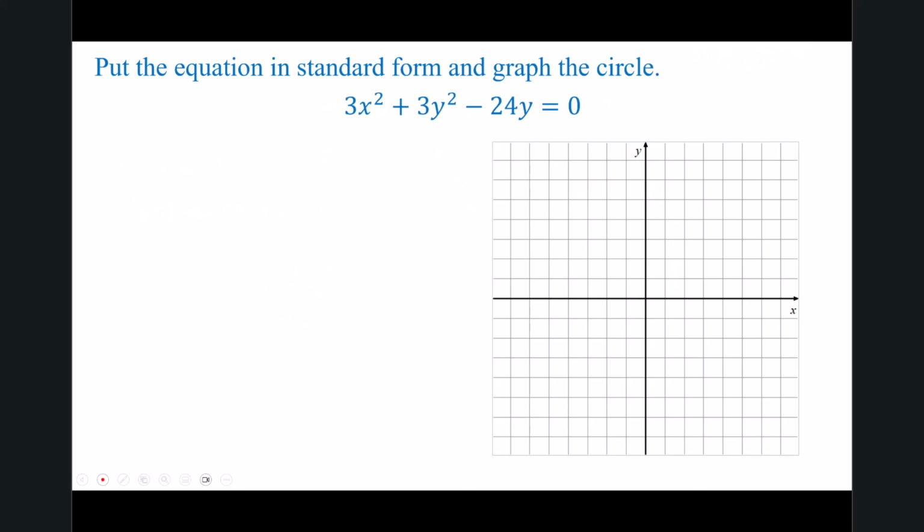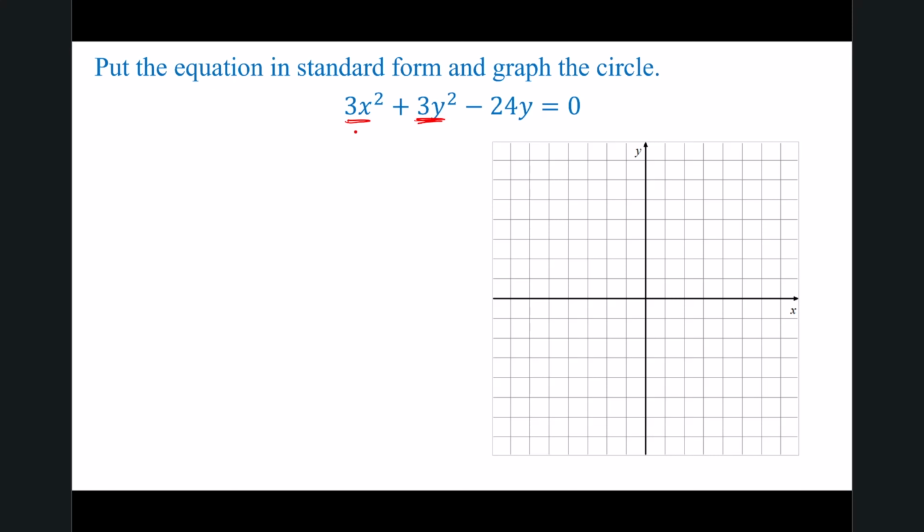Let's put this equation in standard form and then graph. I know this is a circle because it has both an x squared and a y squared, and they have the same coefficient. In this case, it's 3. The one we looked at before, the coefficient was 1, but if the x squared and the y squared have the same coefficient for the conic section, we know it's a circle.